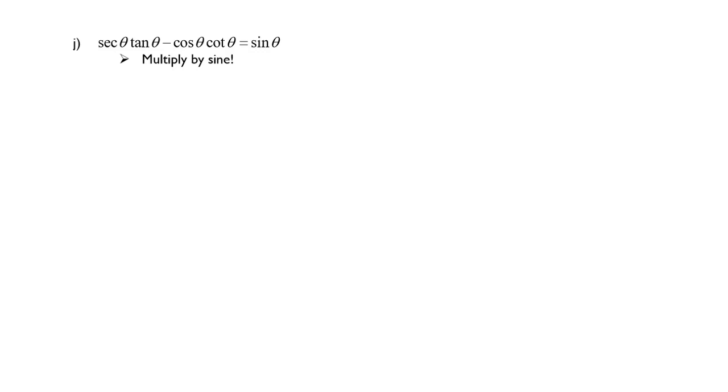Welcome back to video 5 on solving trigonometric equations. We're now going to look at secant theta tangent theta minus cosine theta cotangent theta equals sine theta. The recommendation here is to multiply by sine, and so I'll go ahead and multiply both sides of this equation by sine theta.